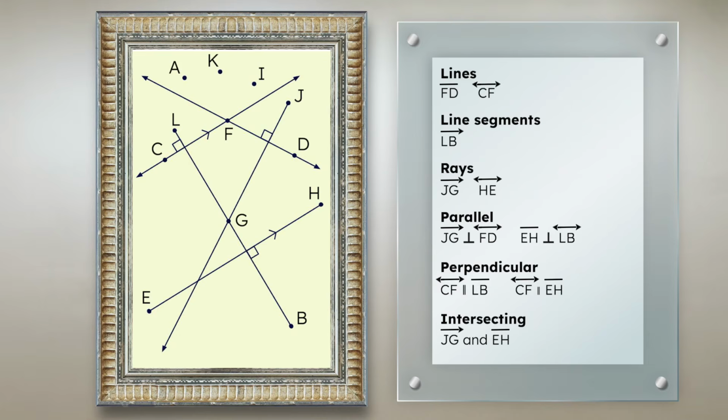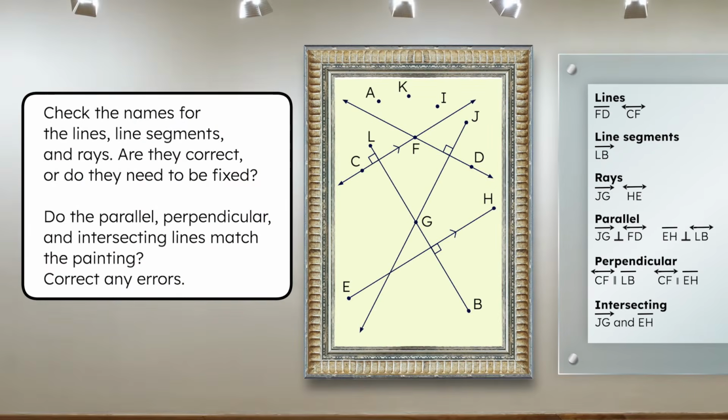Think you could help? Closely observe the artwork. Check the names for the lines, line segments, and rays. Are they correct, or do they need to be fixed? Then check the line relationships. Do the parallel, perpendicular, and intersecting lines match what you see? Pause the video here to record your thinking in your guided notes.